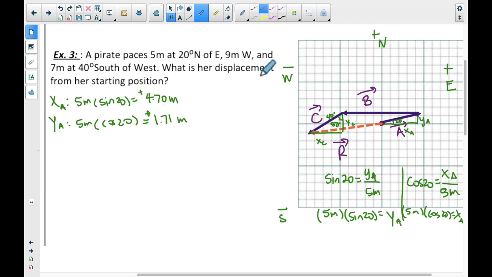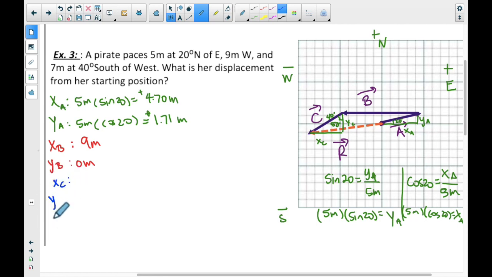All right, the next one I'm going to take a look at is B. Well, that's easy. X sub B, we already know, is 9 meters. And Y sub B is 0 meters. It didn't go anywhere in that direction.